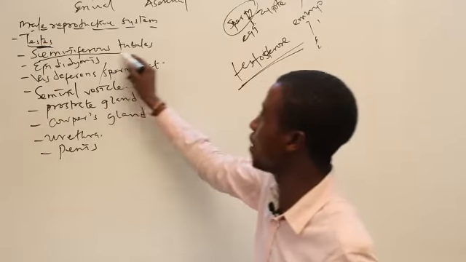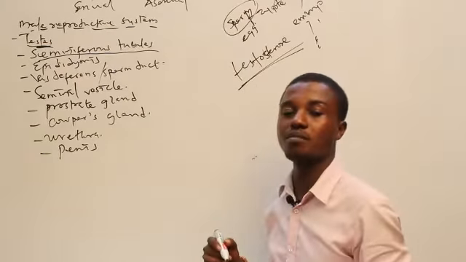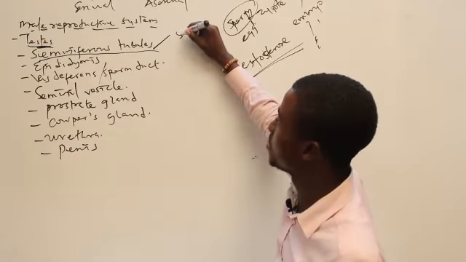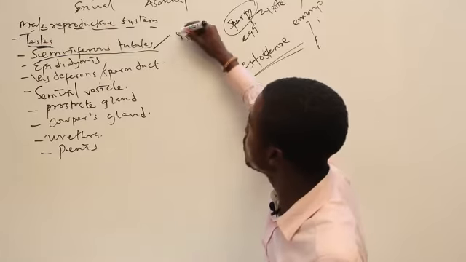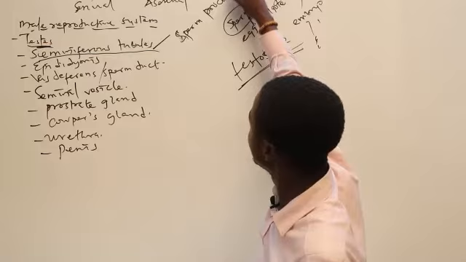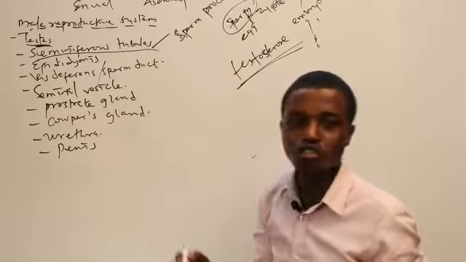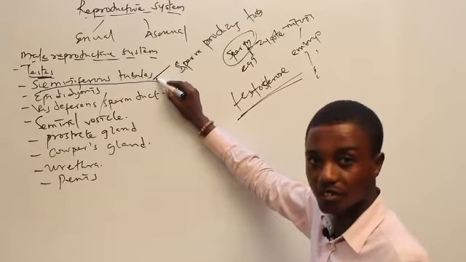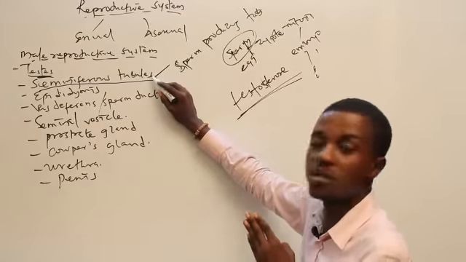What are the seminiferous tubules? What is the function of the seminiferous tubule? The seminiferous tubule is a sperm producing tube. So the sperm is produced in the seminiferous tubule. Don't be carried away. The sperm is produced in the seminiferous tubule.